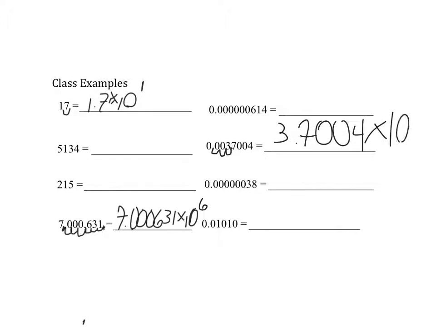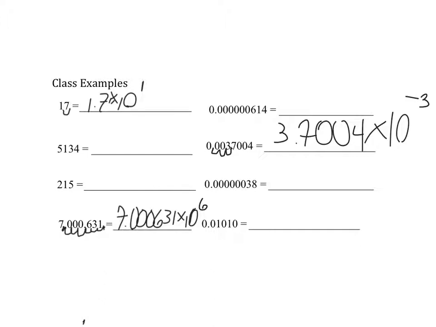Times 10. We moved it 1, 2, 3 times. But since we moved it to the right, that's going to be a -3. Or because we made a smaller number bigger, we turned our 0.00370004 into 3.7, effectively. That's going to need to be a negative exponent.